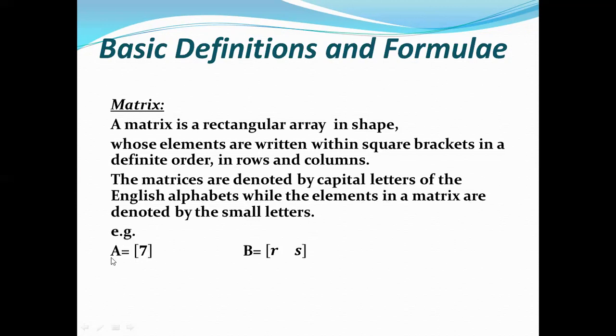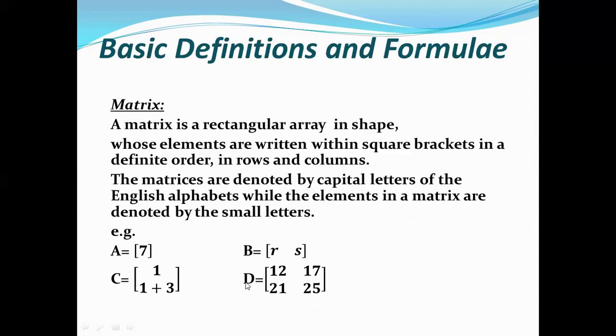For example, A equal to 7. There is a matrix A whose element is 7, which is within the square bracket, and we have another matrix B that is equal to R S. R and S are the elements of the matrix B. Another example is C is equal to 1 and 1 plus 3. There are two elements. One is 1 and the second is 1 plus 3. There are two elements in this matrix.